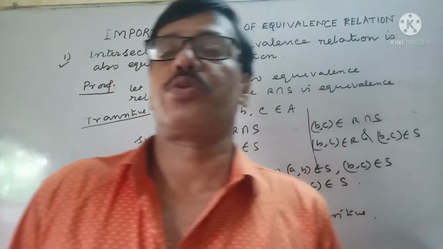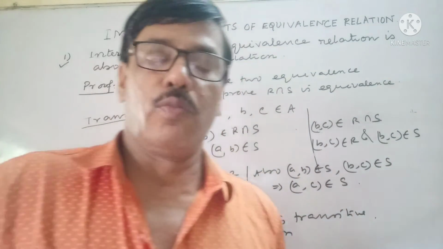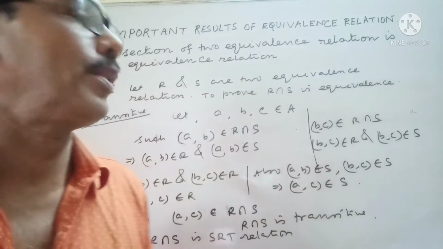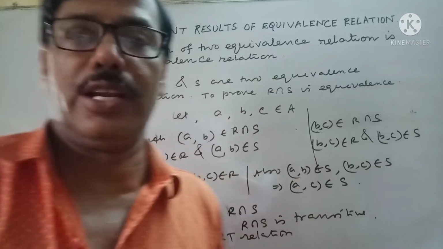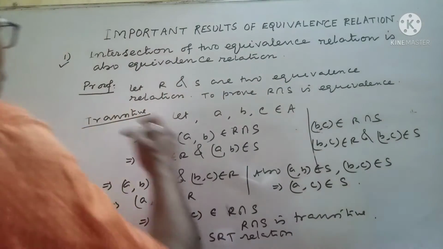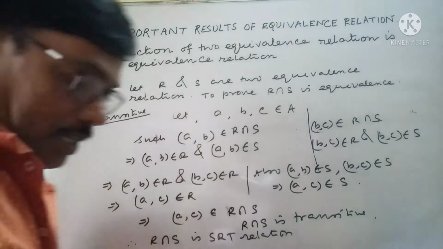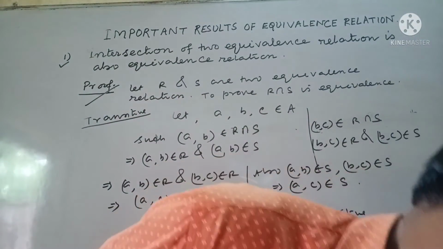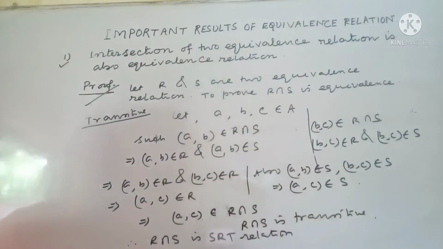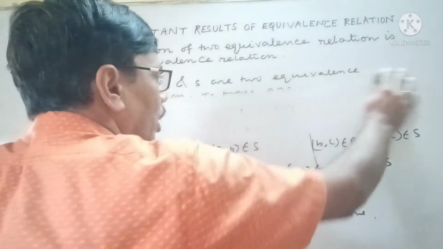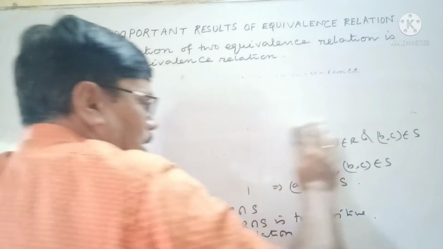So this is a most interesting, most important property in WBJEE. So you must remember the result. Given R and S are equivalence, whether R intersection S is equivalence or not.